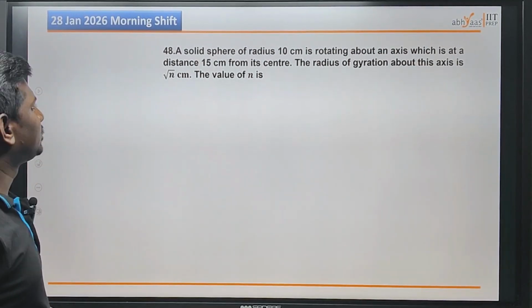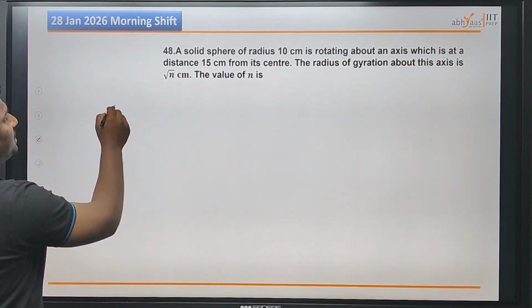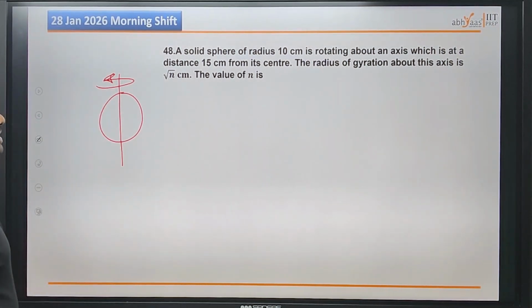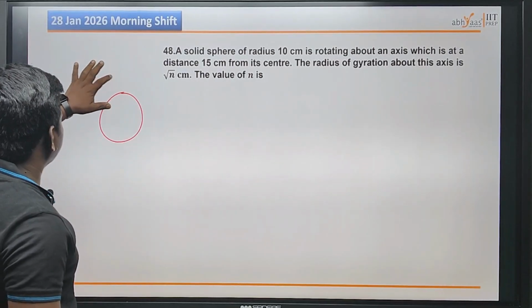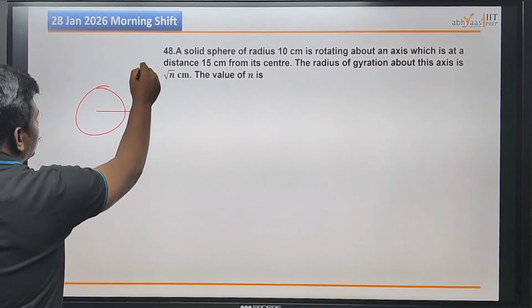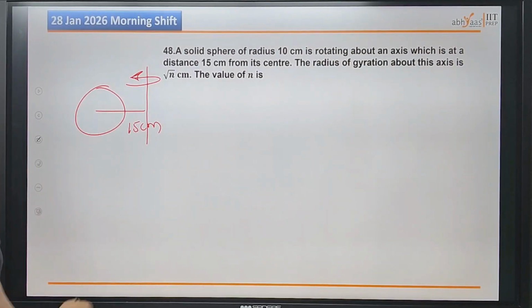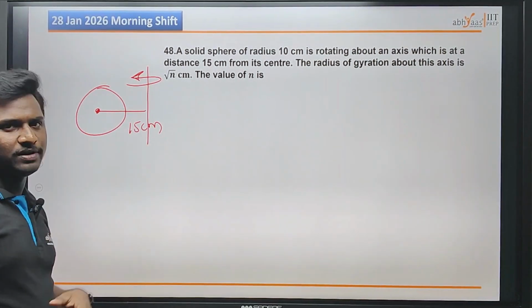Next, 48. A solid sphere of radius 10 cm is rotating about an axis at a distance of 15 centimeters from its center. So it is rotating about an axis which is 15 centimeters from the center. Then the radius of gyration about its axis is root n, then the value of n.